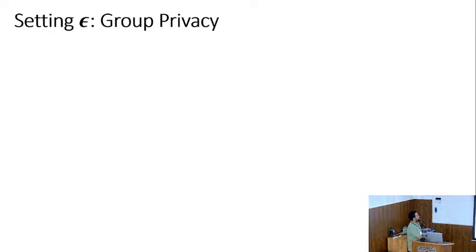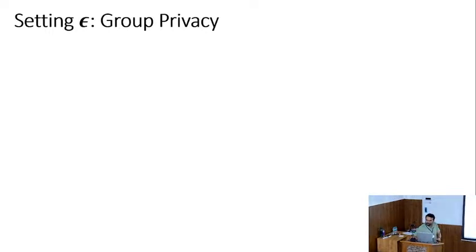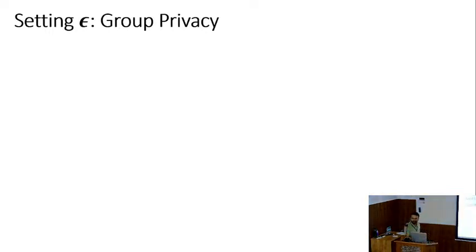Okay, so now this group privacy tells us that we need to set epsilon larger than 1 by n for reasonable utility. So can you tell me why? Why do we need to set epsilon greater than 1 by n for reasonable utility? Yes? K is less than n, so we want the overall thing to be less than 1. Okay, so this is one possible answer. But any other?